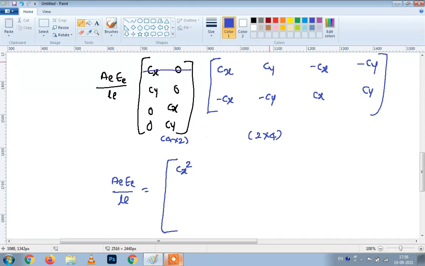So first, in the first case, Cx into Cx is Cx square. Now we are multiplying first row with second column, Cx into Cy is Cx Cy, and second, 0 into minus Cy becomes 0. Now first row into third column, we will get minus Cx square. Now first row into fourth column: Cx into minus Cy and 0 into Cy, so it is minus Cx Cy.